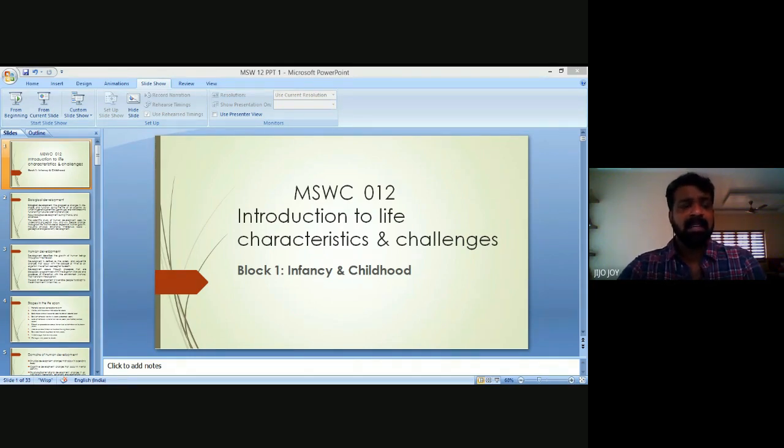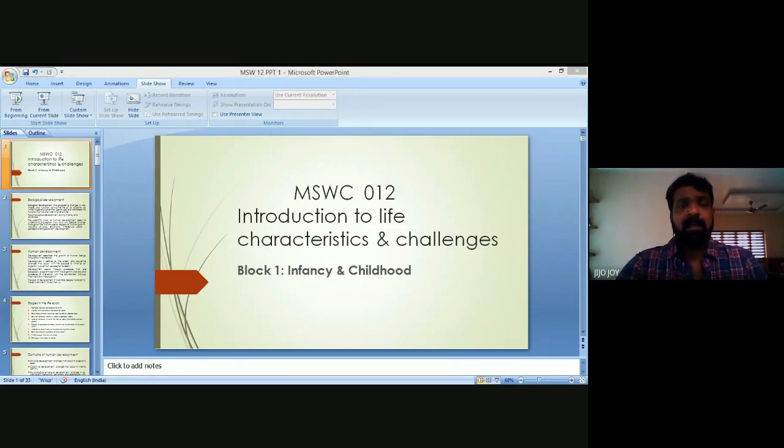Then the second stage is infancy, that is birth to the end of the second week. So the first one is the prenatal period, conception to birth. The second one is infancy, birth to the end of the second week.